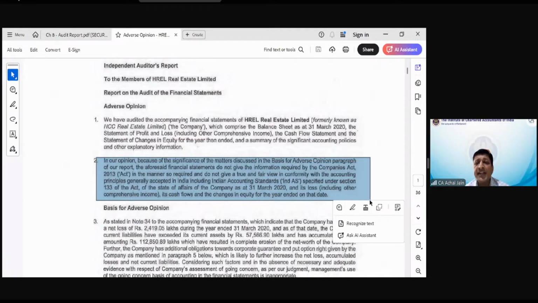Can you see the change in language? When you read the qualified opinion, the auditor was saying that financial statements give a true and fair view except for certain line items. So he's using the wording "except for." He's saying exclude these line items, otherwise everything is okay. But now he's saying that the entire set of financial statements is a problem.